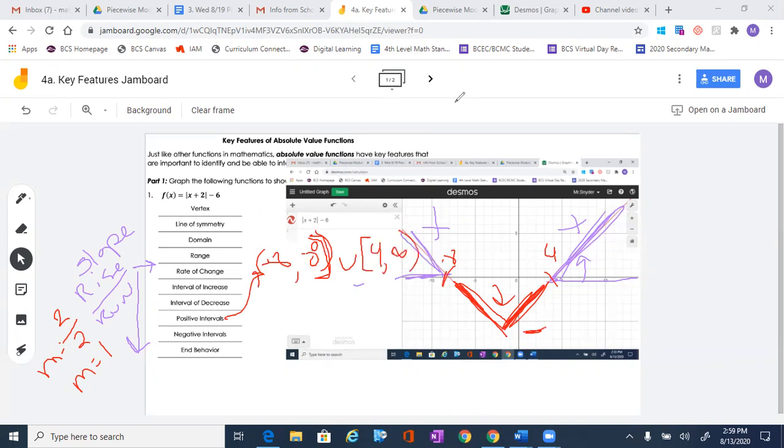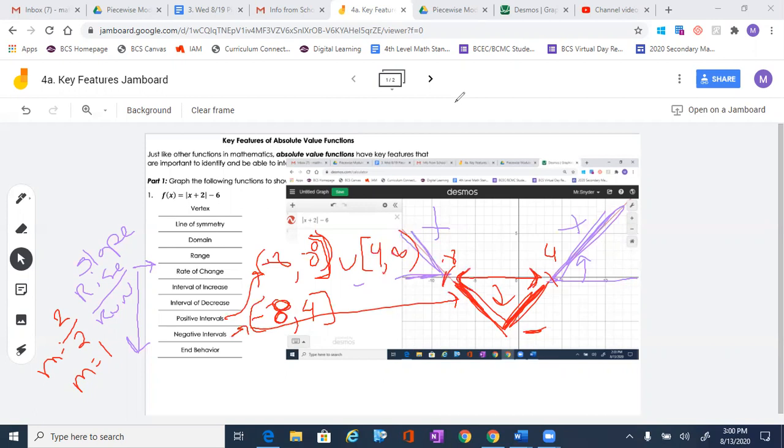Now we look at the negative intervals, okay, and I say, okay, well, let's go to the negative intervals. Well, that's from here to here. It's negative from right there to right there. So I'm going to write -8. Oops, my 8 looks like an infinity. -8 to 4. Okay, and those are going to be the negative intervals because it's below the x-axis.